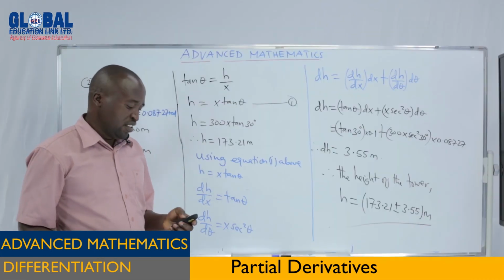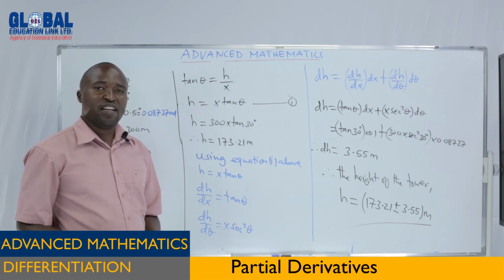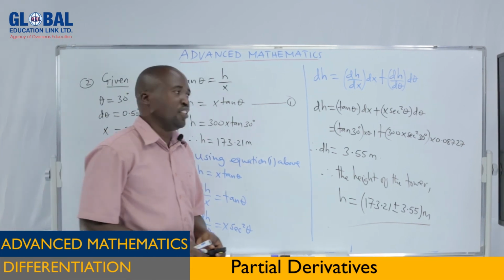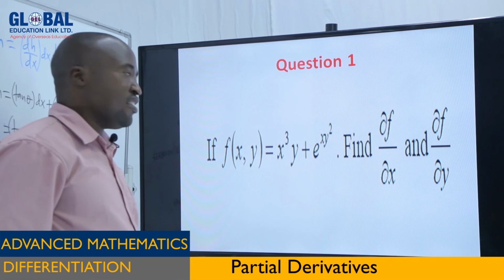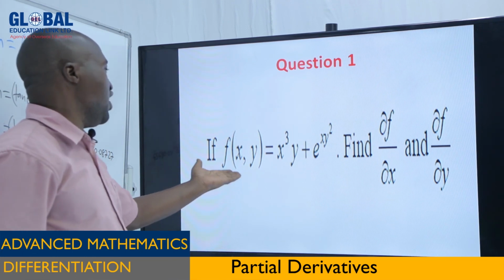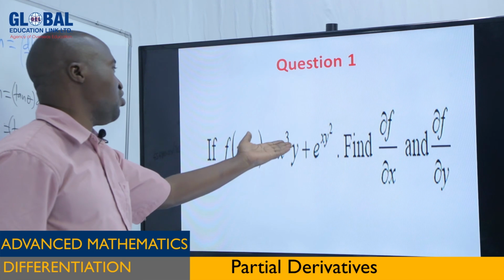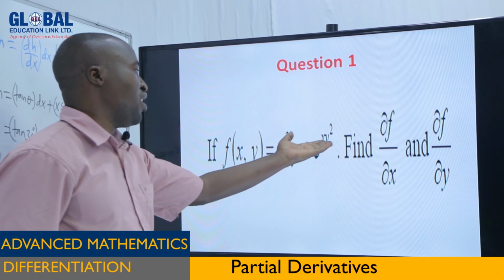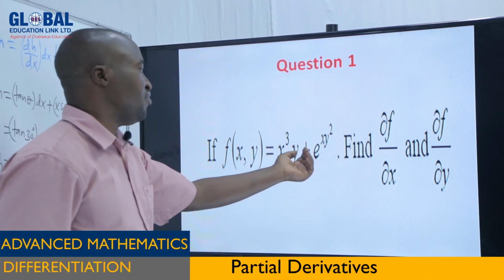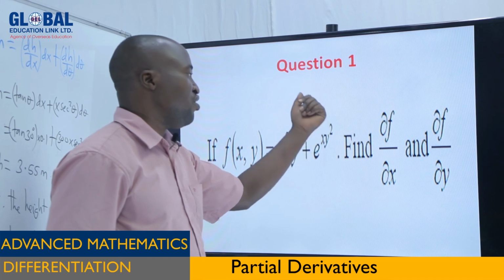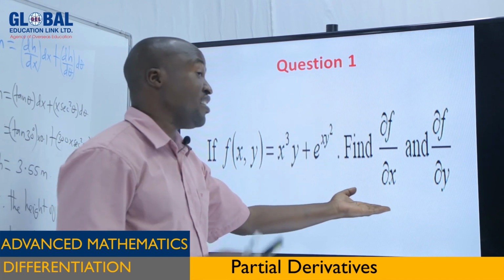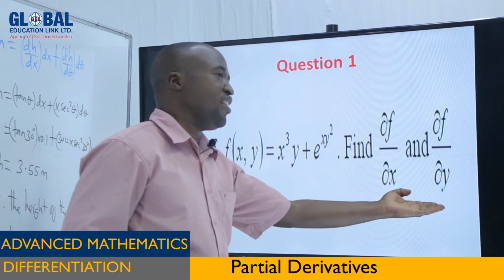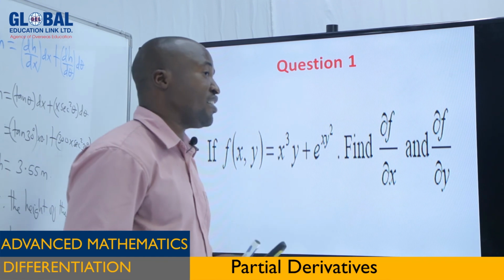Now, dear student, I hope we're together. Now it is time for assignment. The first question is: if f of x comma y is equal to x cubed y plus e power x y squared, then find the partial derivative of f with respect to x, that is when y is constant, and the partial derivative of f with respect to y, that is when x is constant.